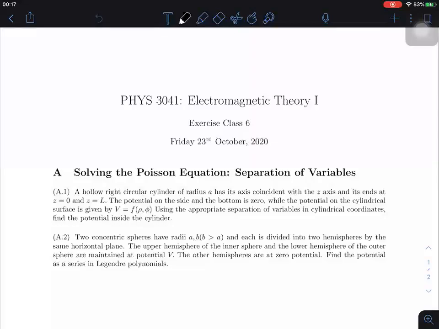Okay, hello everyone. Welcome to exercise class 6. So today in this exercise class, we will be solving two Laplace equations, mainly using separation of variables.